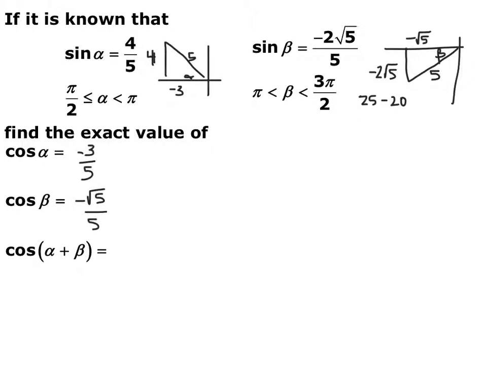So looking at the triangle, cosine is x over r, so for alpha you have -3 over 5, and for beta you have -√5 over 5. So now we want to know what the cosine of alpha plus beta is. So go ahead and pause the video and use the cosine sum formula to evaluate this trig function.